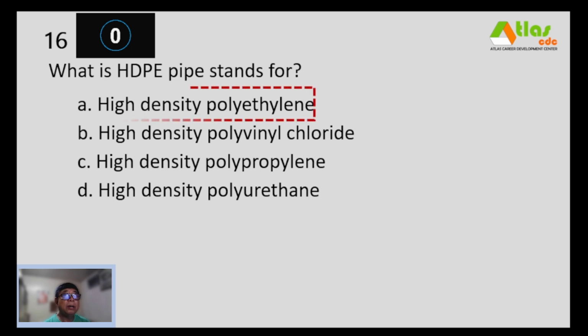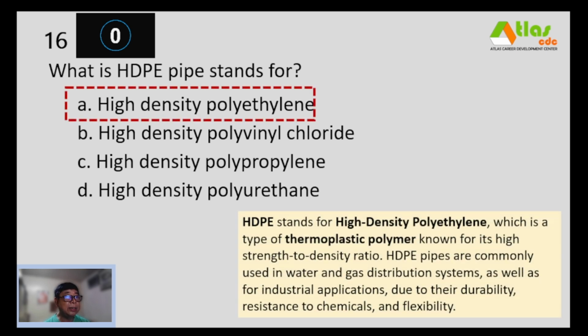And our correct answer is letter A, high-density polyethylene. So HDPE stands for high-density polyethylene, which is a type of thermoplastic polymer known for its high strength-to-density ratio. HDPE pipes are commonly used in water and gas distribution systems, as well as for industrial applications due to their durability, resistance to chemicals, and flexibility.